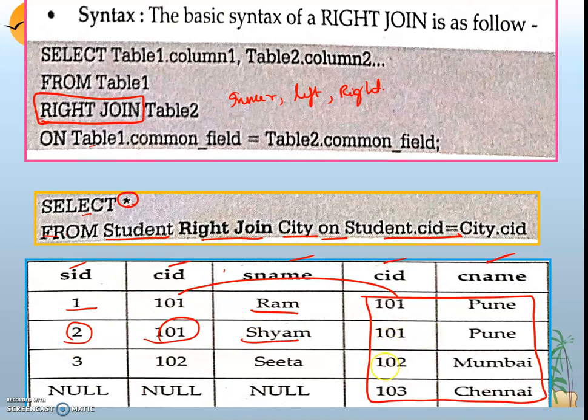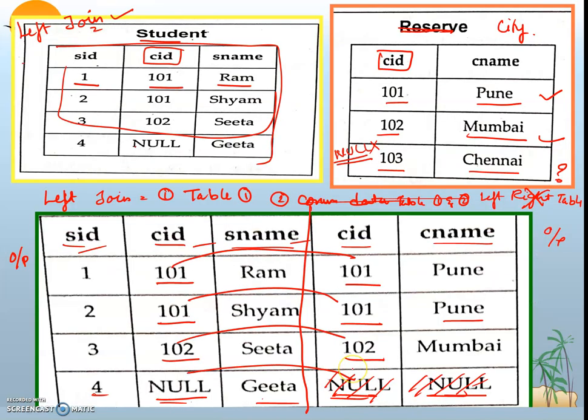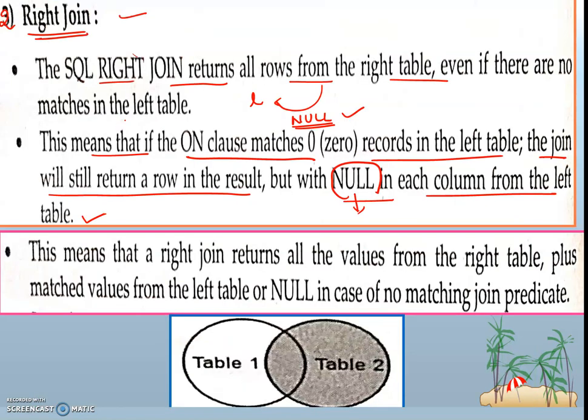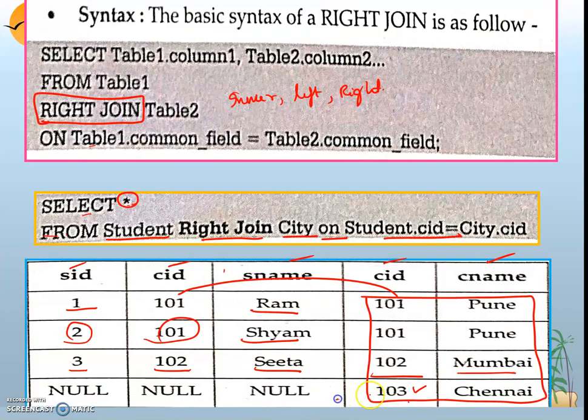And next is 102 CID. There's one record found in the first table, that is 3, 102 Sita, whose city is Mumbai. And next for 103 CID, check is there any data available? For 103 CID, no, there is no data available over here. So obviously, for 103 Chennai, I am going to put null over there. This is how the right join works.